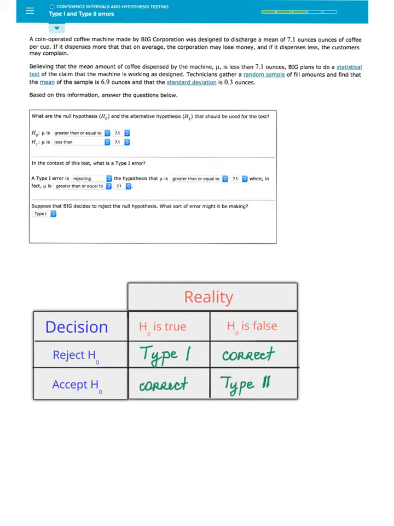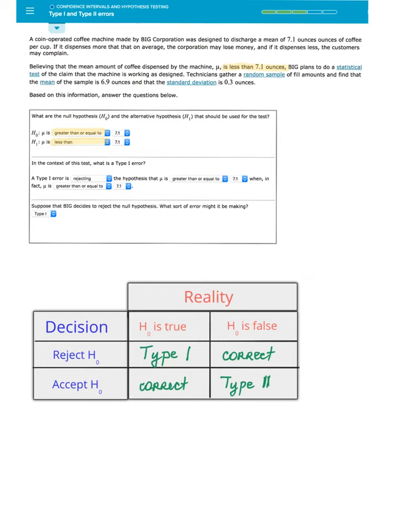Here's the statement. That will be my alternative hypothesis. Mu is less than 7.1. The null hypothesis has to take the opposite direction. Mu is greater than or equal to 7.1. Right here. In this context, what would be a type 1 error?